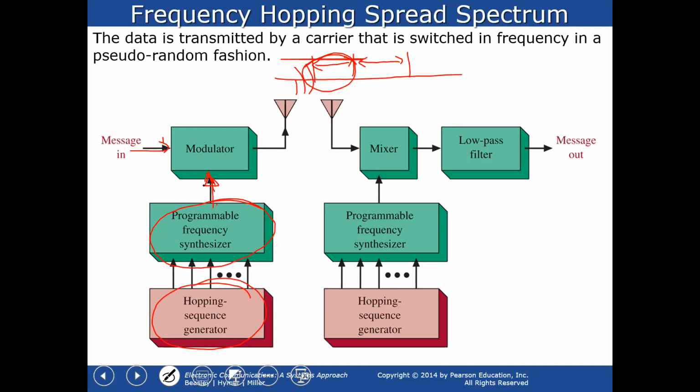Also, the receiver must synchronize itself to the transmitter's hopping sequence so that it can recover the original message, and that's going to happen through a synchronization logic circuit. So what you need to know about frequency hopping is that the data is transmitted by a carrier that is switched in frequency. The randomness is not happening in the original data. The randomness is happening in the carrier frequency itself.